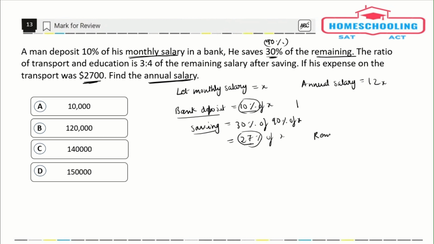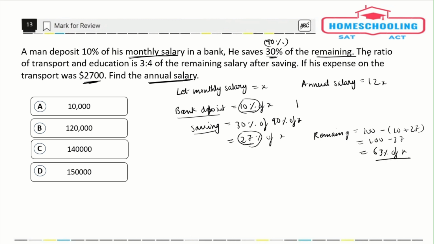So what would be remaining now after these two? Remaining would be 100 minus 10 plus 27, that would be 100 minus 37. So after these two, bank deposit and savings, 63% of X is remaining. I think you're getting what I'm trying to say. After bank deposit, 10%, 90% is left. And after both bank deposit and savings, that would be 100 minus 37, so 63% of X is left.